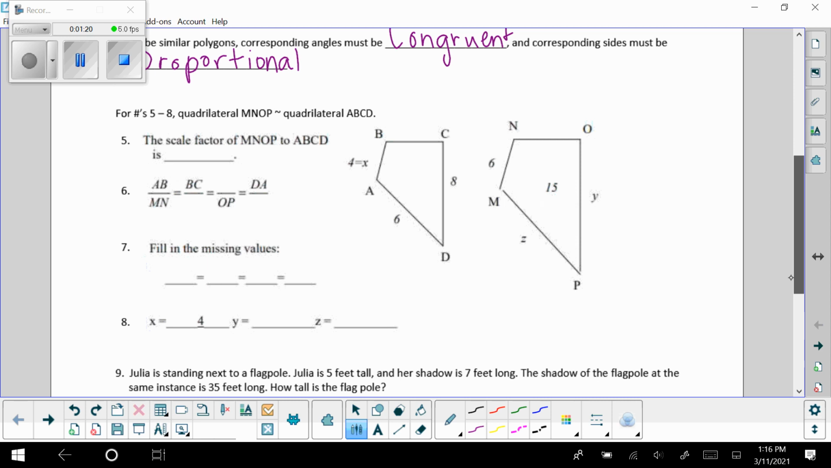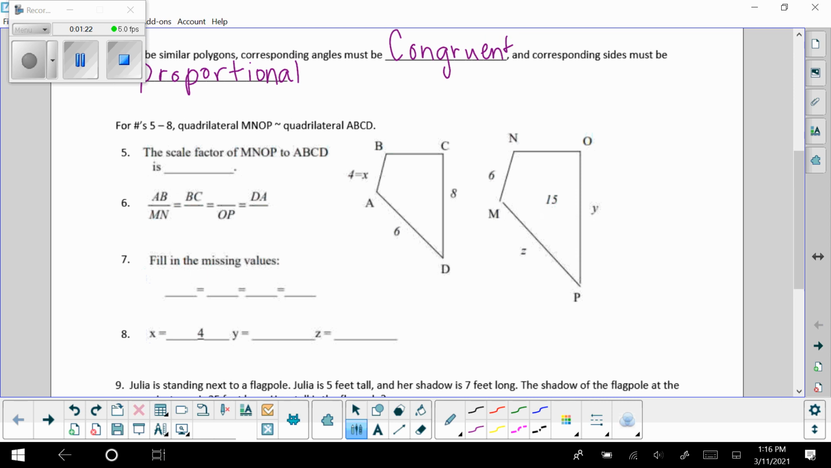From here, these questions are going to make a little bit more sense. Do not do question 7. It didn't have enough information. So number 5 says the scale factor of MNOP to ABCD. What is it? Okay, so this is your old, this is your new. So your old figure is this MNOP, your new figure is the ABCD.